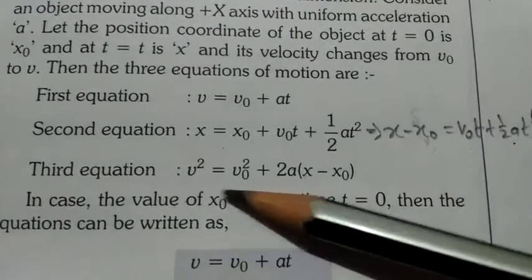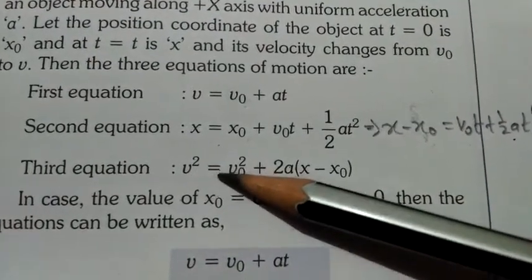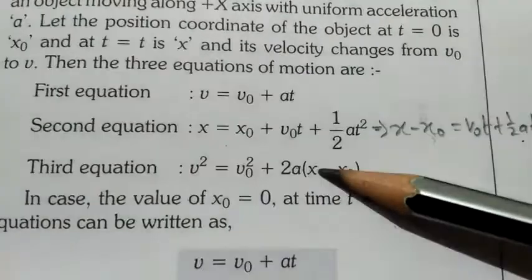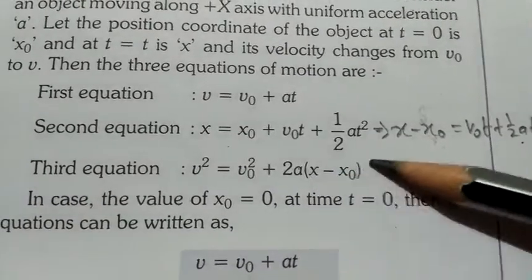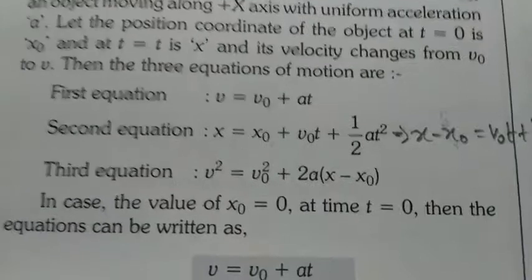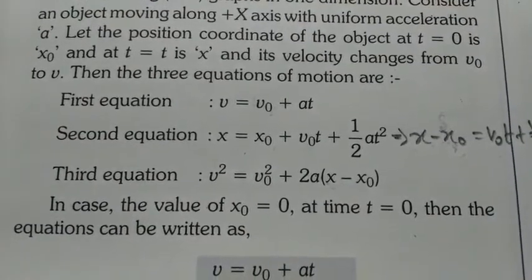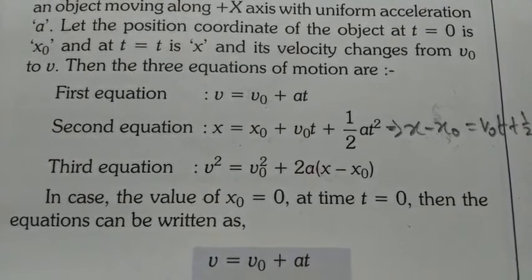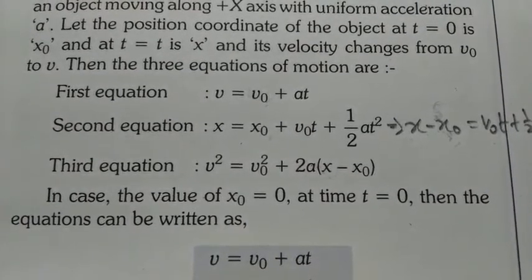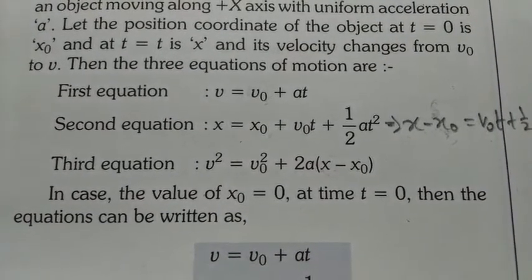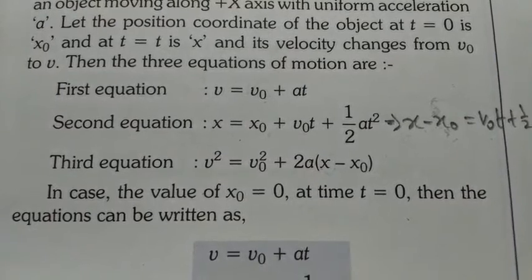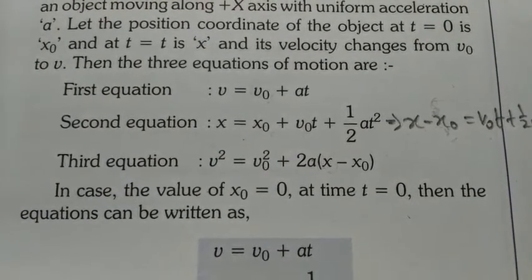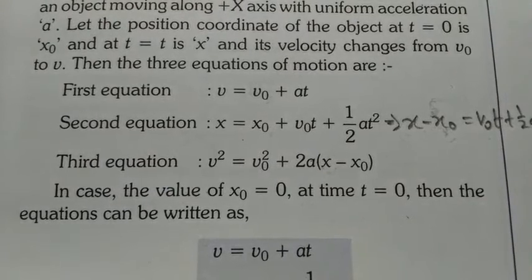The third equation of motion is v square equals v0 square plus 2as. In place of s, x minus x0 is there, where x0 is the initial position from where the object starts moving, and x is the final position where the object reaches after time t and gains velocity v.